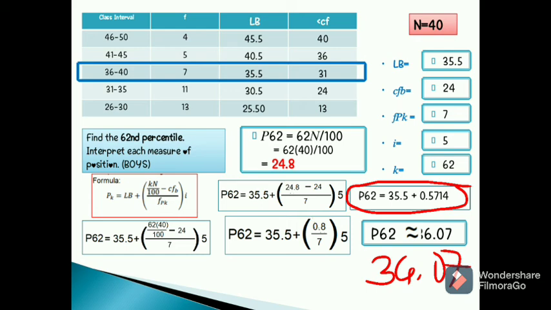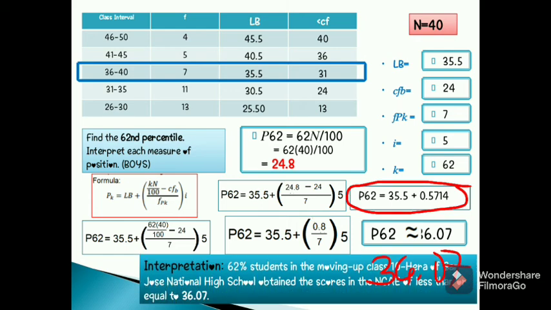And what about for the... Oh, the interpretation pa pala. So the interpretation was 62% of students in the moving up class 10 Hura of San Jose National High School obtained the scores in the NCAE of less than or equal to 36.07. So that is the interpretation for the boys.